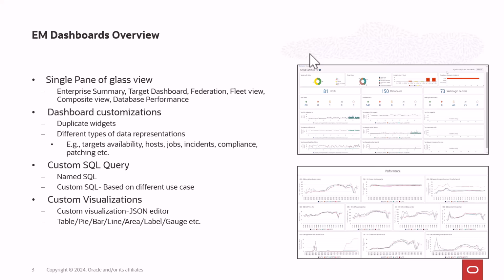It's not just the data coming out of Enterprise Manager, but we also have very rich visualization with the EM Dashboard capability. We have an option to also edit the visualization with the JSON editor. A couple of the visualizations I mentioned are table, pie, bar, line, area, label, and gauge. These are the visualizations you can use, and it totally depends on what kind of data representation you need, what kind of use case you have, and how you want to represent that data with the powerful visualizations we have provided with EM Dashboard. So this is the overall overview of the EM Dashboard.